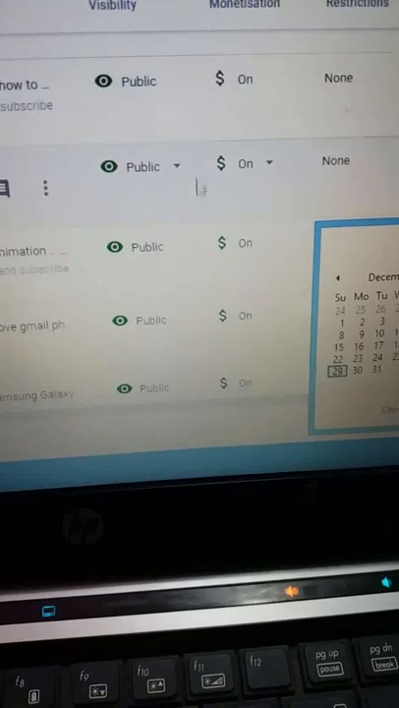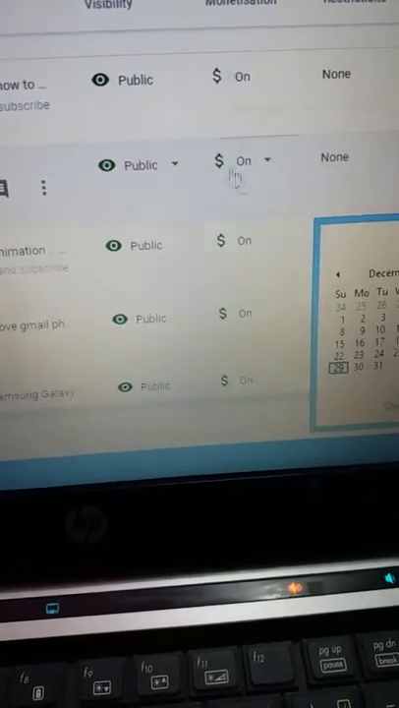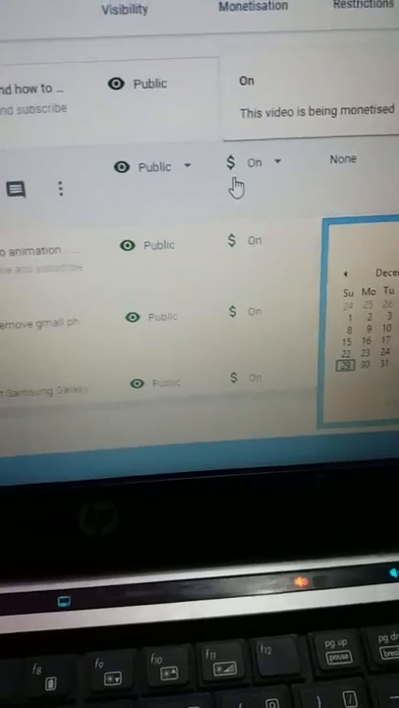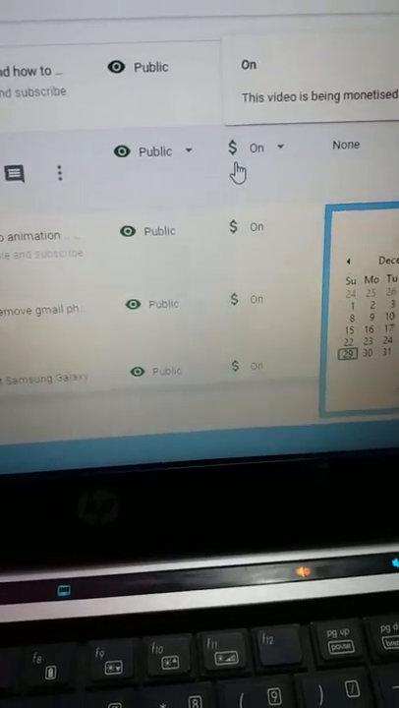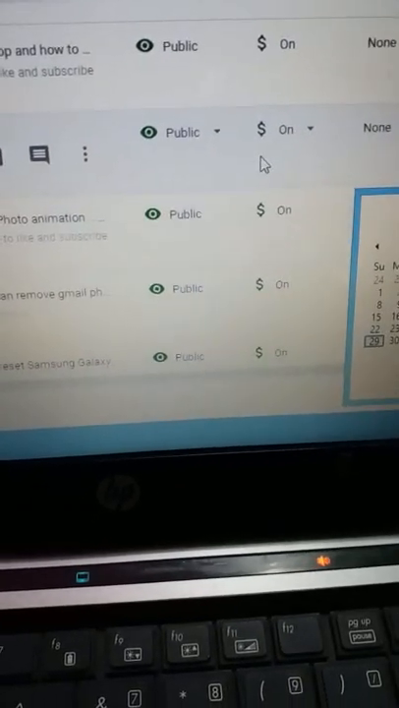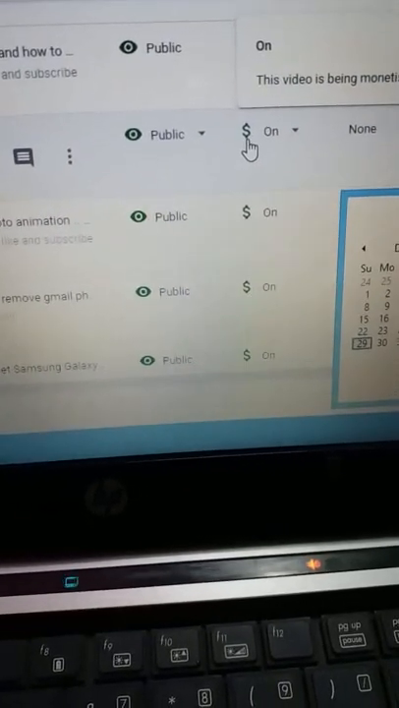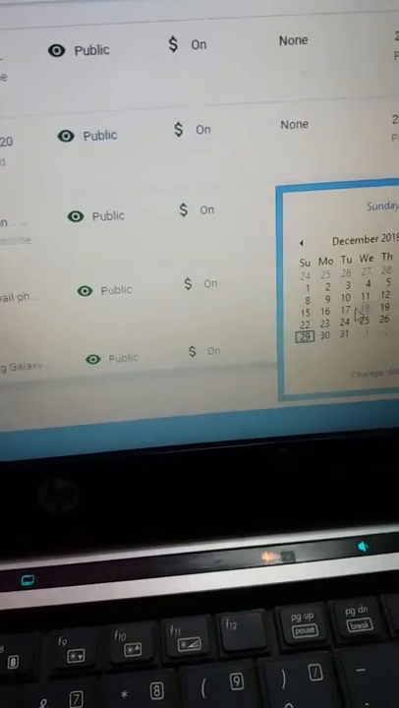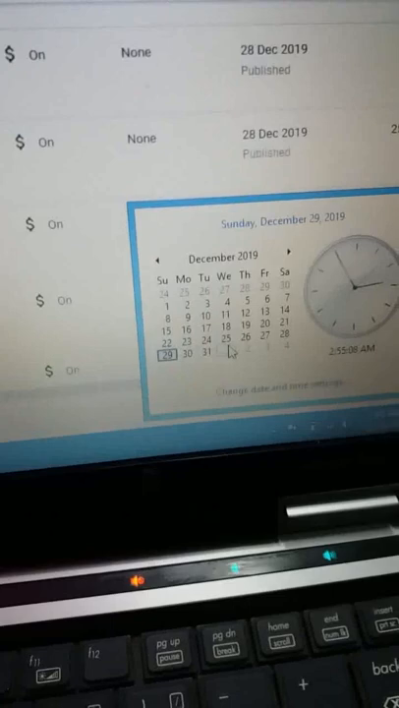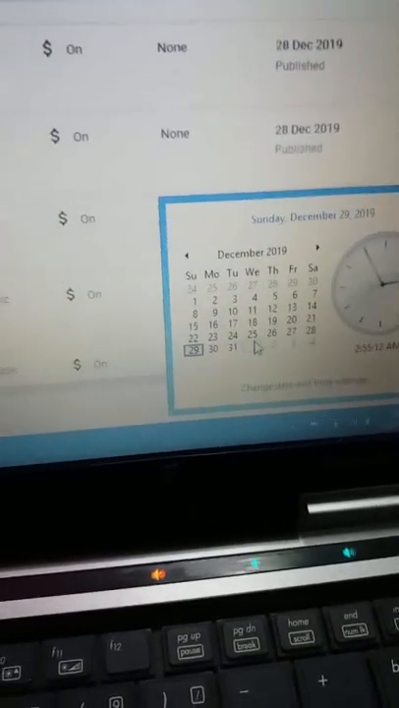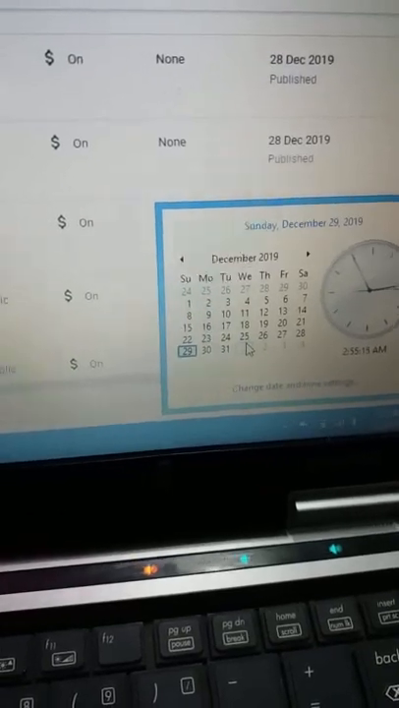So when you get the yellow dollar sign, it means you are in limitation of advertisement. When you get green, it means there is no limitation of advertisement, and when you get red, it means your video has a copyright issue. Okay, and you can check the date. The limitation was completely finished after a few hours.